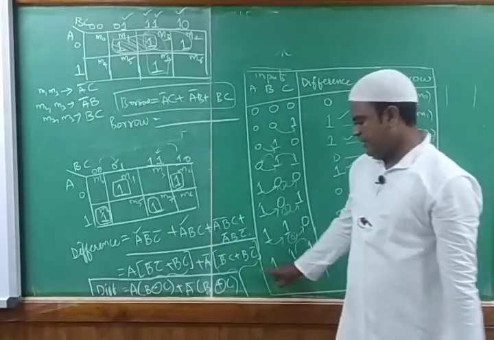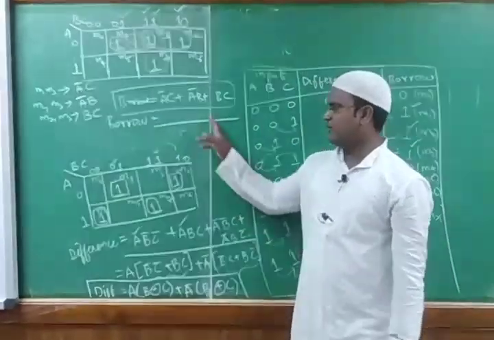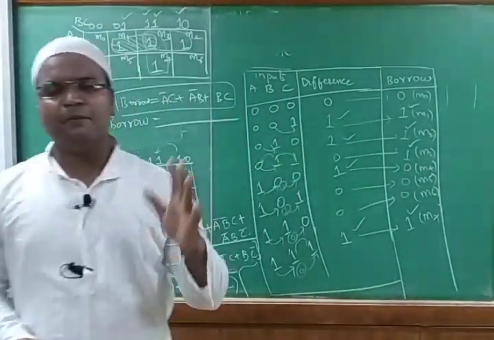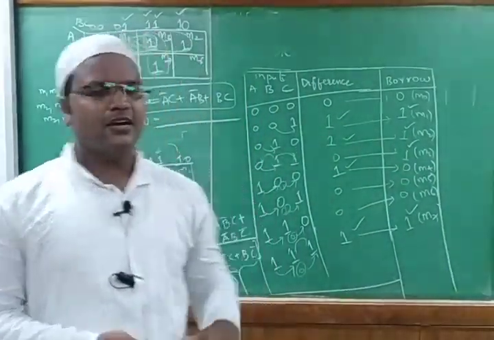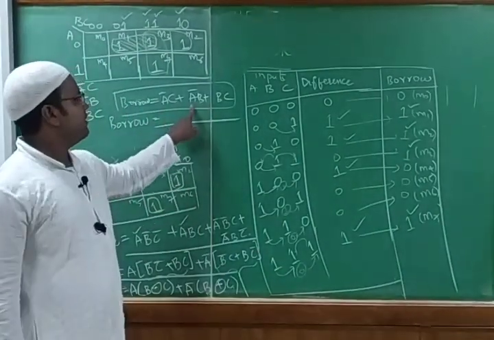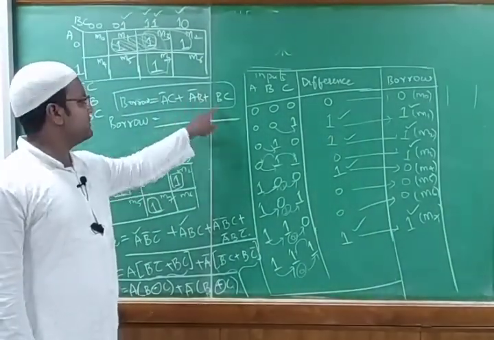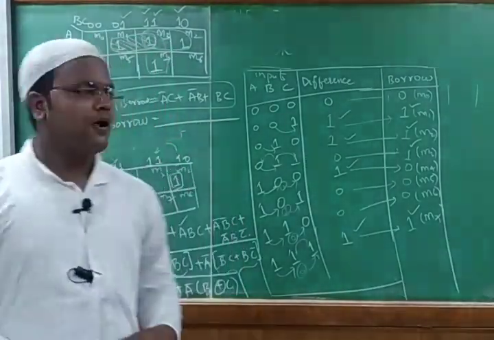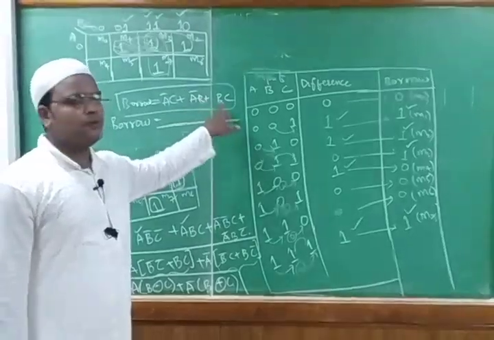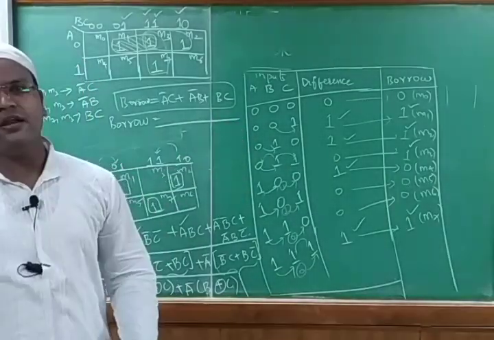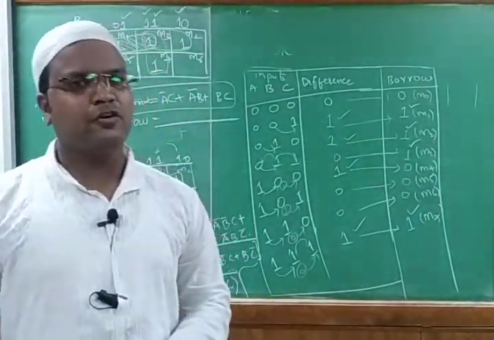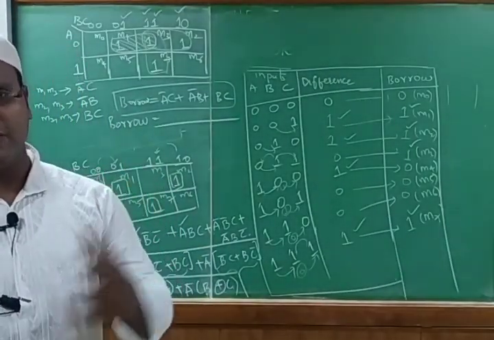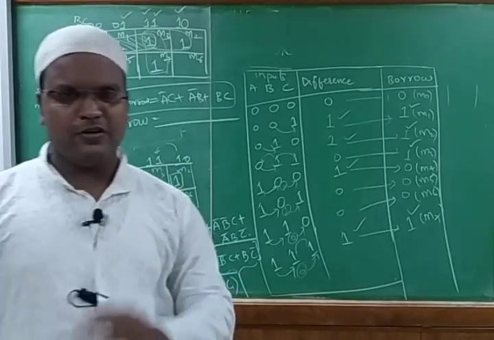So we got the difference and then we got the borrow. Difference and borrow are quite different from carry. As you compare this with carry, in carry we have AB, complement is not there: AB plus BC plus CA. Whereas in borrow it is A complement C, A complement B plus BC. This is the way you can compare and cross check whether you are doing it properly, whether you are taking the points in the proper sequence or not.